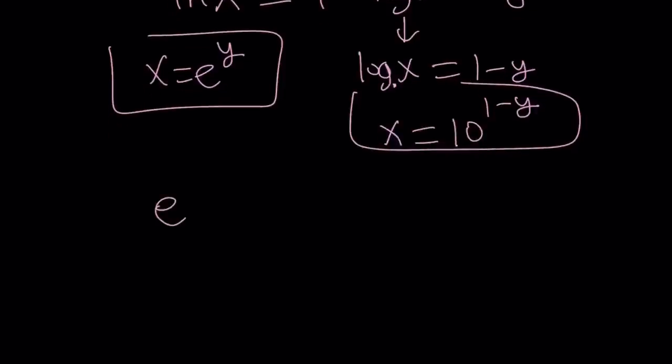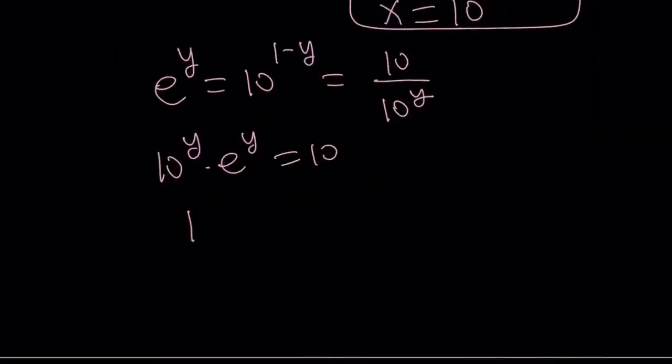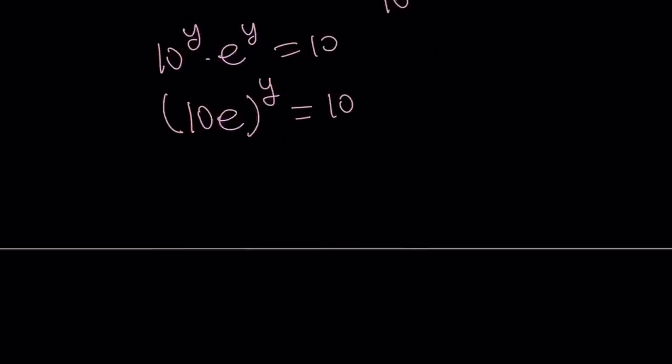So this gives us e to the power y equals 10 to the power 1 minus y, which can be written as 10 over 10 to the power y. Let's go ahead and cross multiply. 10 to the y times e to the y equals 10. Now I can write this with the same exponent: 10e, quantity, to the power y equals 10. At this point, I can definitely ln both sides and try to solve, but let's go ahead and log both sides just for fun, because I'll show you something.